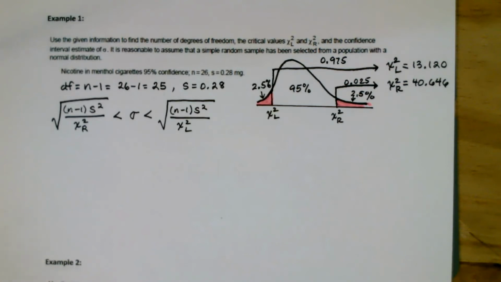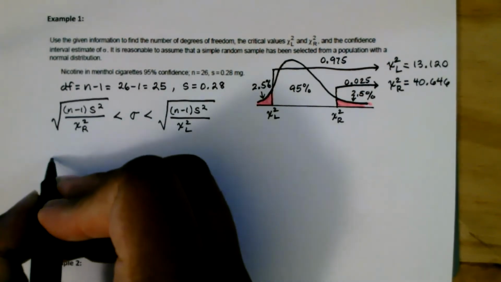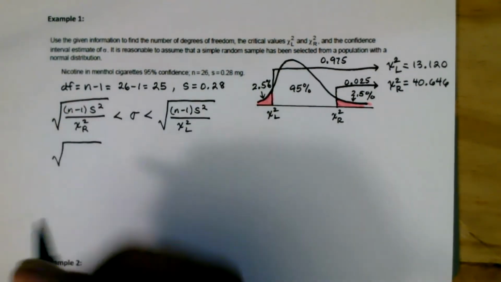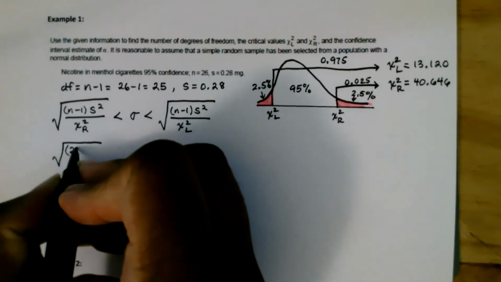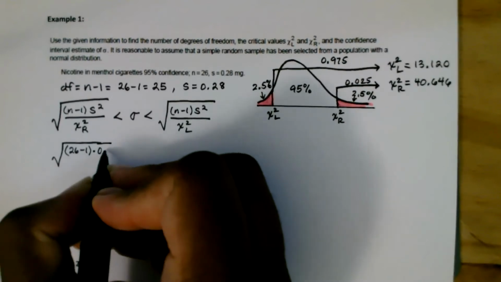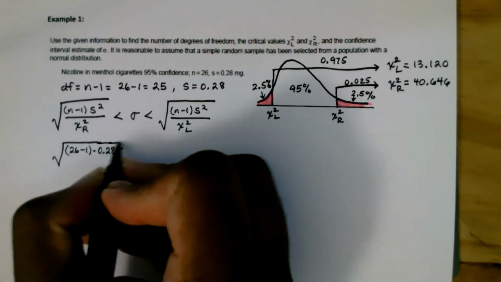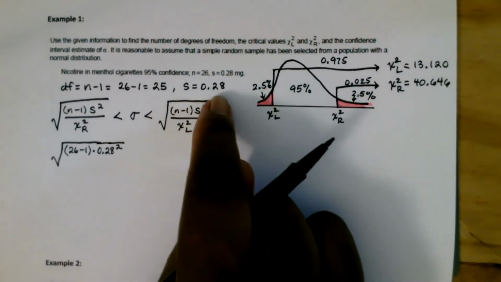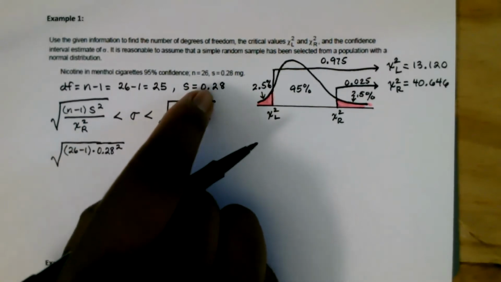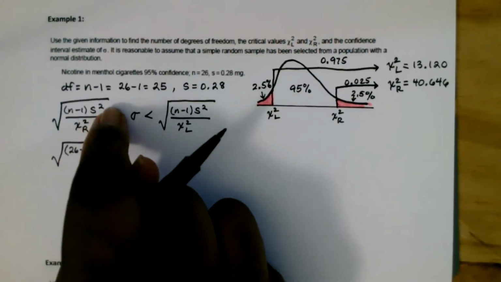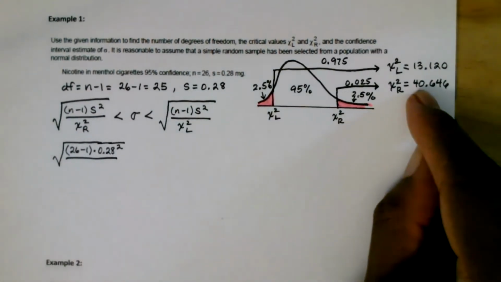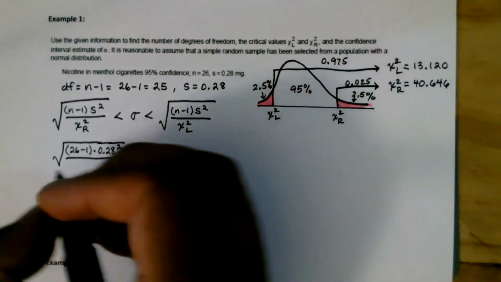Now let's do our substitution here. Let's see, n minus 1, well, n is 26 minus 1 times s, which is 0.28. But that's going to have to be squared, because notice they only give you the sample standard deviation. This calls for s squared, so you have to take that sample standard deviation value and square it. Divided by the chi-square value on the right. That's going to be 40.646.